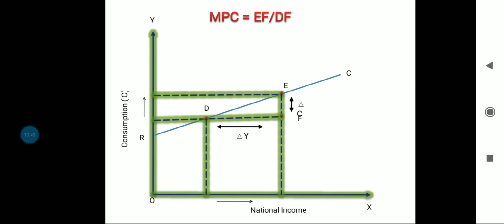And here we see the change in consumption, which is nothing but the value of EF, and the change in income is the value of DF. We see that the value of DF is greater than the value of EF. It means due to the change in income, the consumption is being changed, but it is less than income. So consumption C is less than Y, and the value of APC will be less than 1.